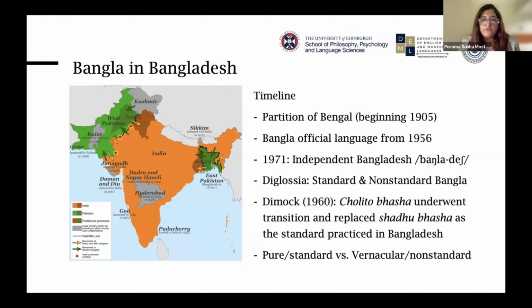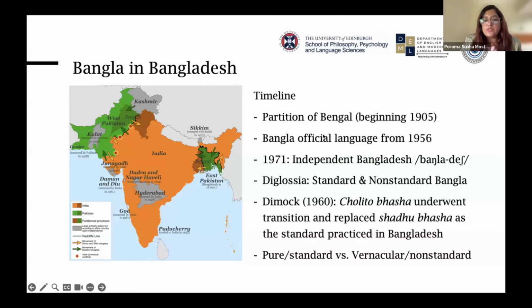So our study mainly focused on the Bangla that is being spoken in Bangladesh, and not specifically West Bengal or any other parts of the world. So even in this very small country, we have identified two types of varieties. One is the pure or the standard variety, which we are calling Shadhu Bhasha, and the other variety, which is vernacular and non-standard, we are calling Cholito Bhasha.